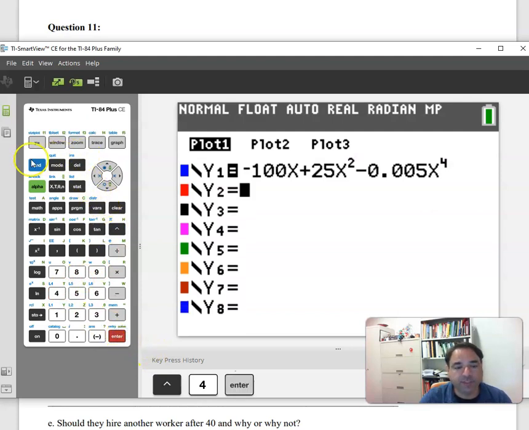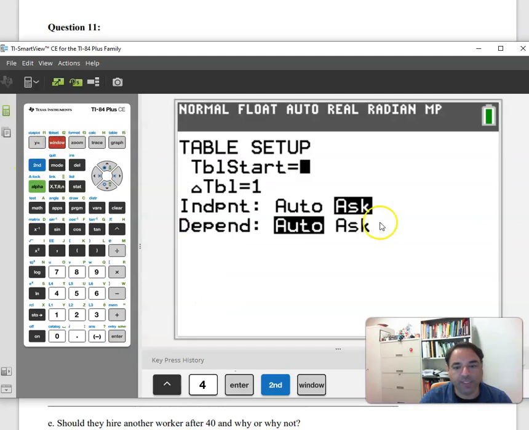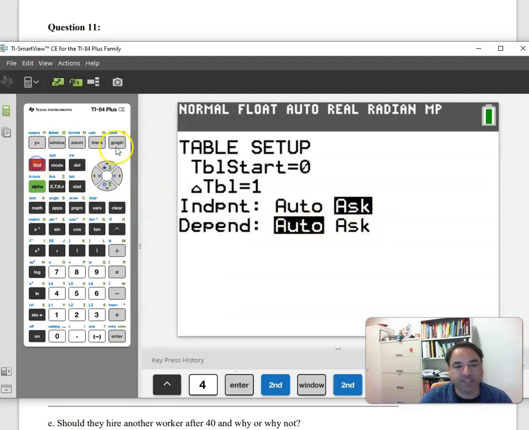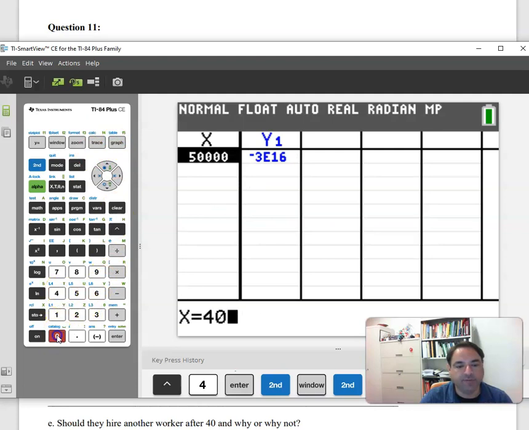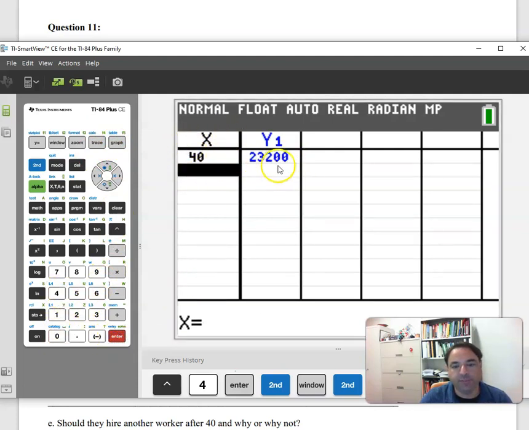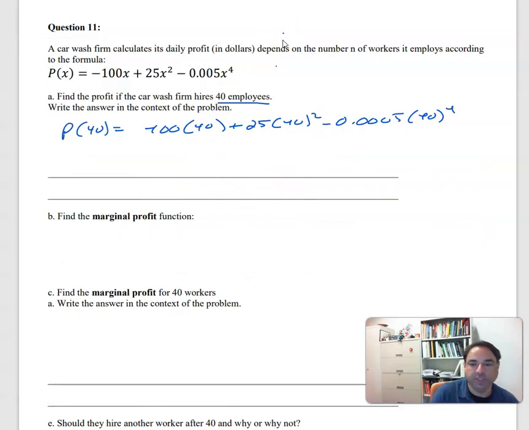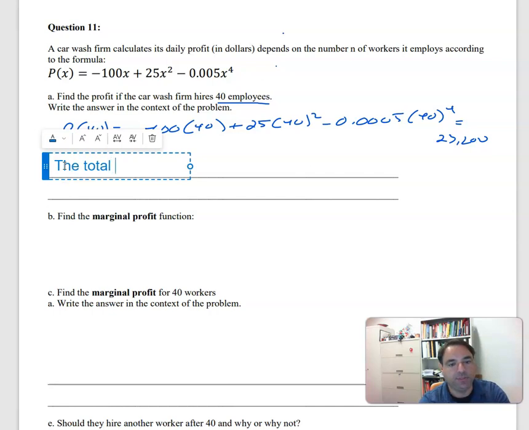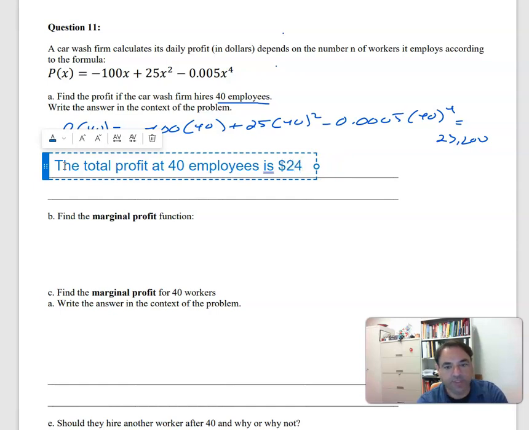Then we're going to go to the table feature. Make sure your table feature is set up by going to second window. Make sure it's set to ask, and then go to second graph for the table. And we're plugging in 40. 40 employees will give us a profit of 23,200. So if I put that in a sentence, the total profit at 40 employees is 23,200. This is what the total profit is at 40 employees.